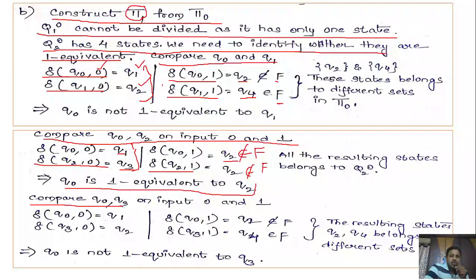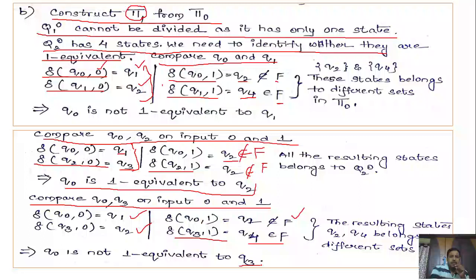Next compare q0 and q3 on the input 0 comma 1. Delta of q0 on 0 is q1, delta of q3 on 0 is q2, so both are not giving the final state. Very good. Next delta of q0 on 1 is not giving the final state, but delta of q3 on 1 is giving the final state. So one is not giving the final state and another one is. So q0 is not one equivalent to q3. That means q0 and q3 should not be present in the same set. They must be separable.